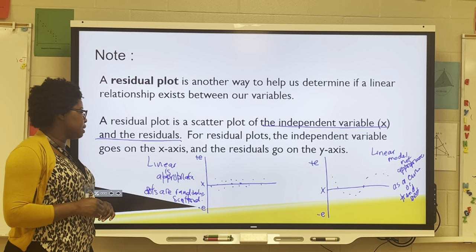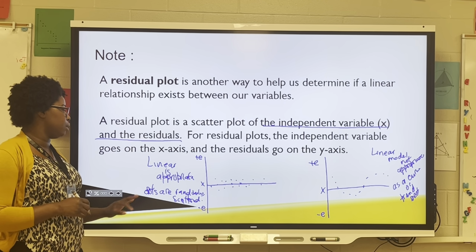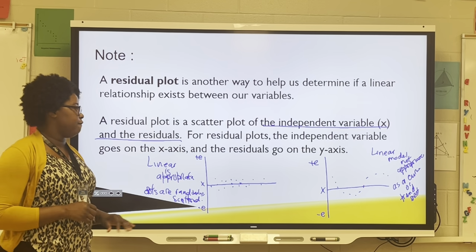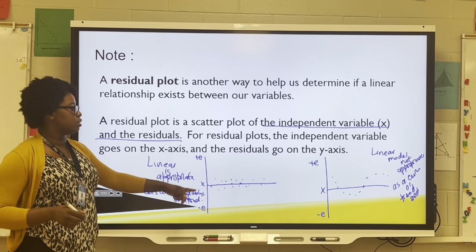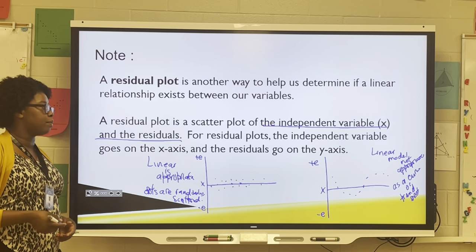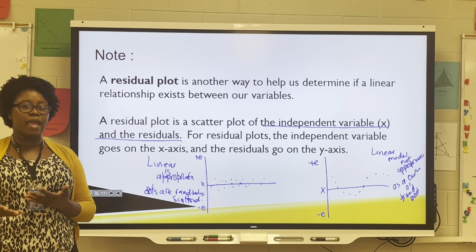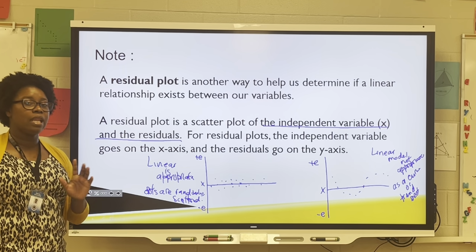So with this, again, to tell the appropriateness of your linear model, you check to see if a pattern exists or not. If a pattern exists, the linear model is not appropriate. If the dots are randomly scattered, it is appropriate. And once you can graph your residual plot and justify the appropriateness of a model, specifically the linear model, you should be fine.